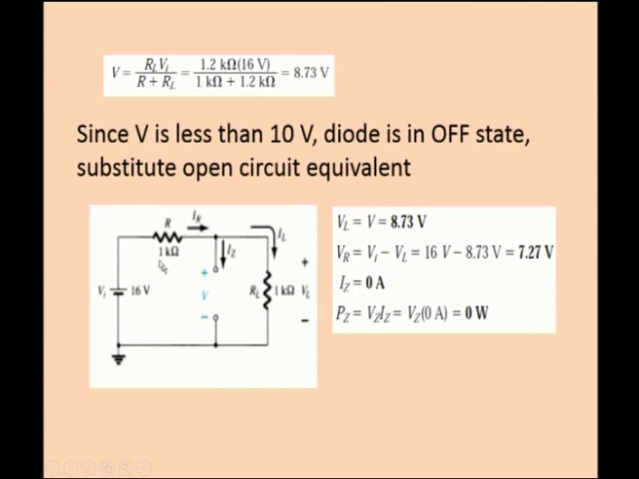And what is the voltage across this resistance R? We know that the current IR is this voltage VI minus the nodal voltage V, that is VL, divided by R. But if we calculate VR, it is VI minus VL, which is calculated as 7.27 volts. And why is IZ equal to 0? Because the Zener diode is substituted as an open circuit equivalent, so there is no current here. So IZ is equal to 0, and the power dissipation is also 0 if you substitute IZ here.